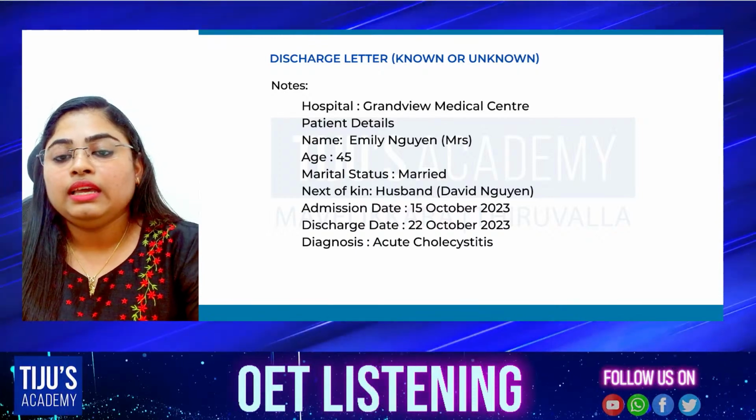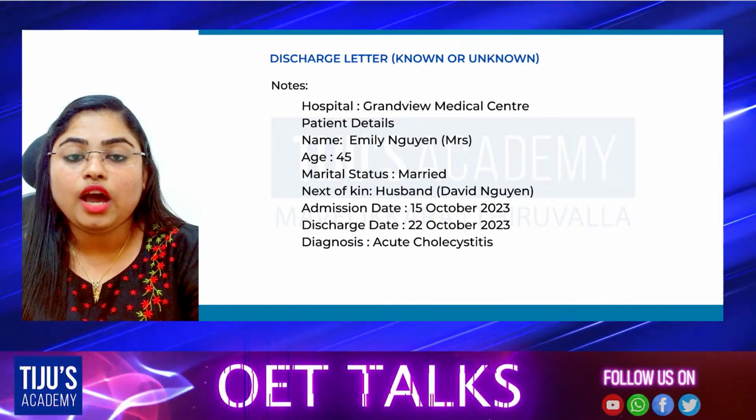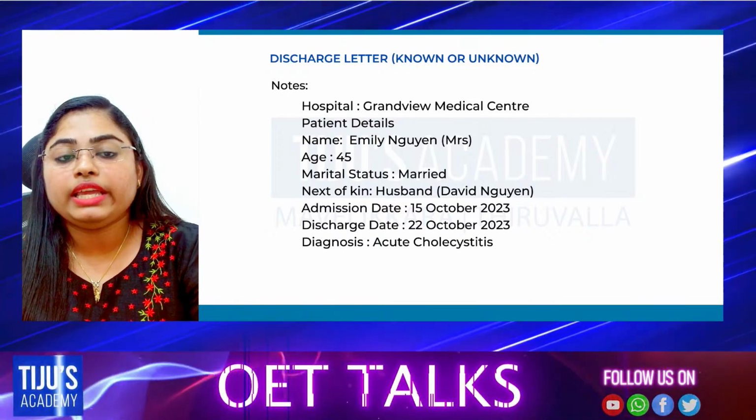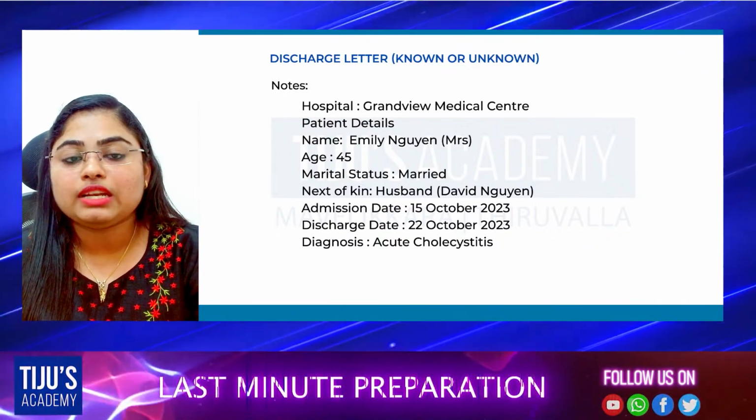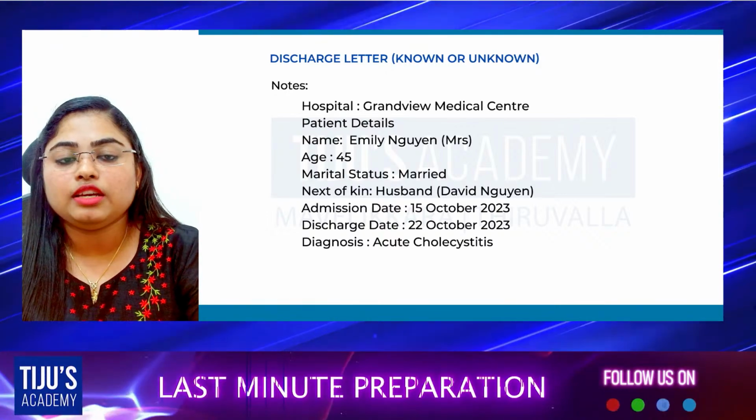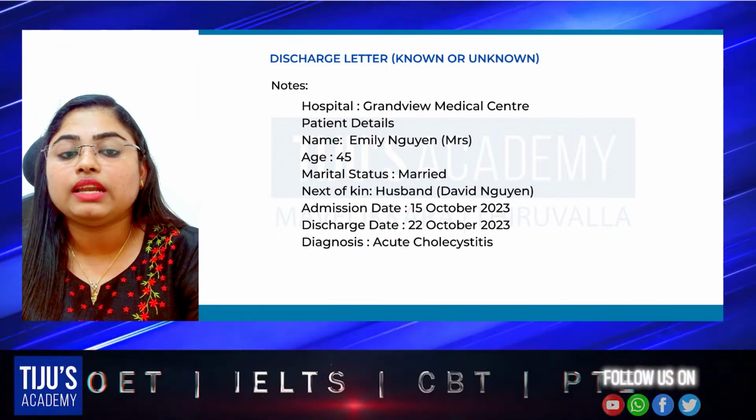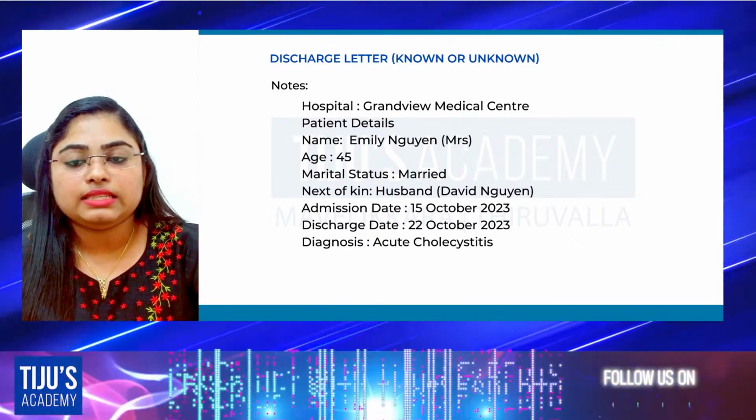So, is it a known or unknown case? The hospital details are given and patient details are given, and in brackets the name, age, marital status, next of kin, admission date, and discharge date are also mentioned. Diagnosis: acute cholecystitis.